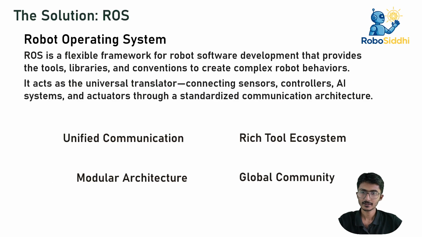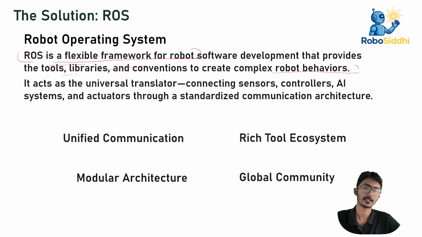So to deal with this, we use ROS. The solution is ROS. There are so many sensors, so many motors, so many actuators. So what you have to do is just create ROS nodes. What are nodes? We will talk about them later. But ROS is a flexible framework for robots. By this, what do you understand? Flexible framework means you can integrate so many different modules, sensors, and systems. It is software development that provides the tools, libraries, and conventions to create complex robot behaviors.